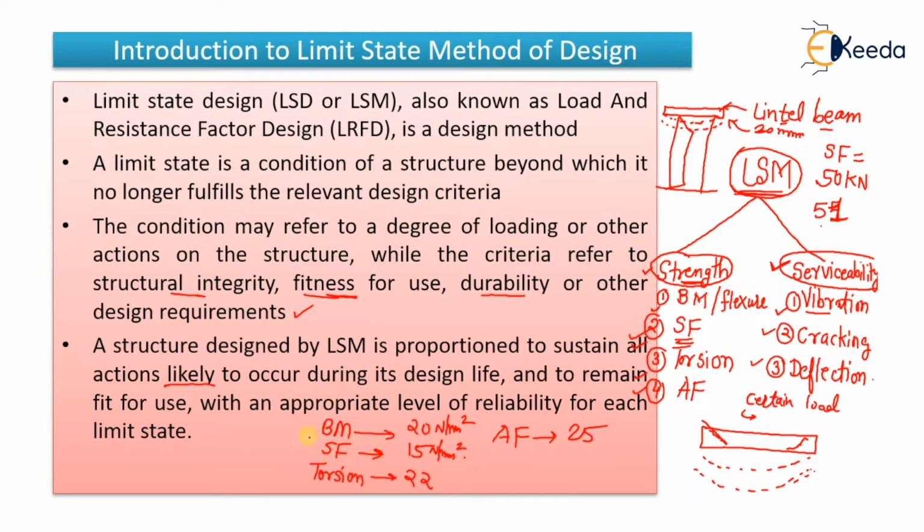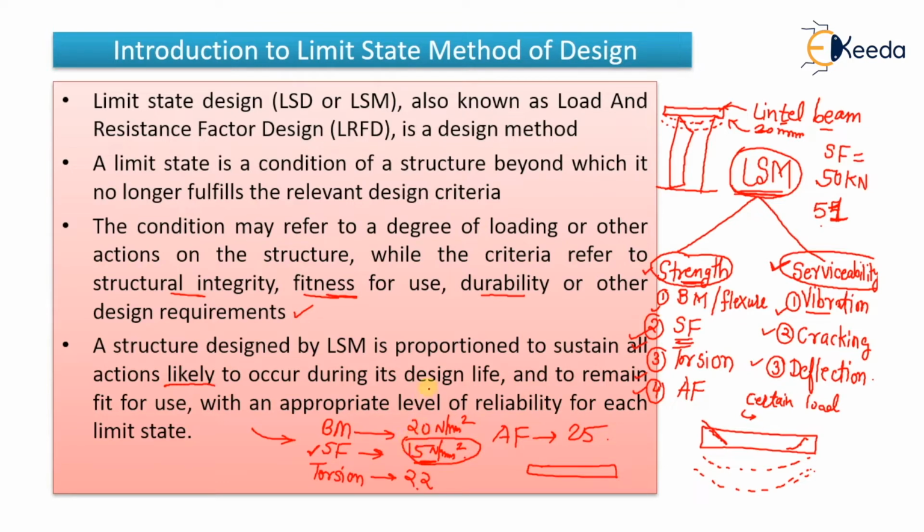Now, if a load is applied to this beam, suppose this is the beam, so first it will fail in which criteria? The beam will fail in shear force criteria. Why? It will reach 15 Newton per mm square first, then it will go for 20 Newton per mm square, then it will go for 22 Newton per mm square, then it will go for 25 Newton per mm square. So it will fail first in shear force.